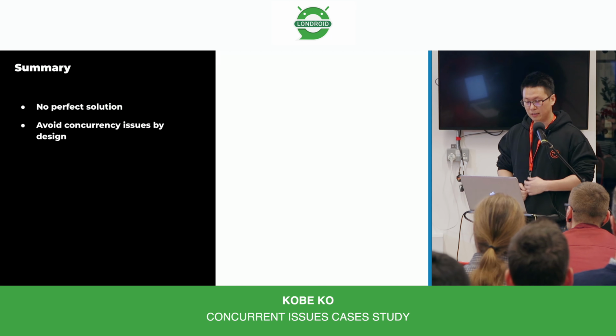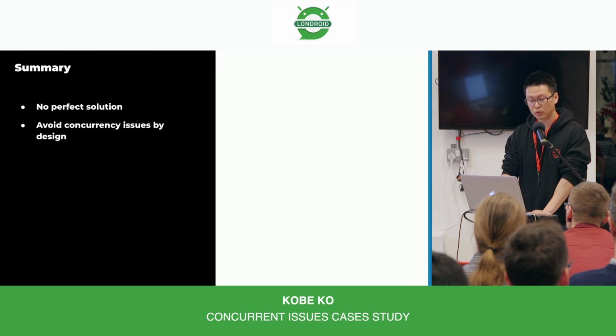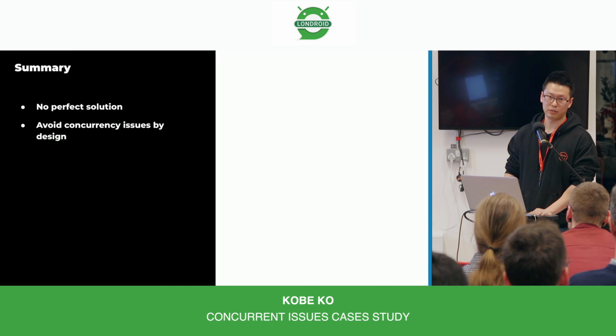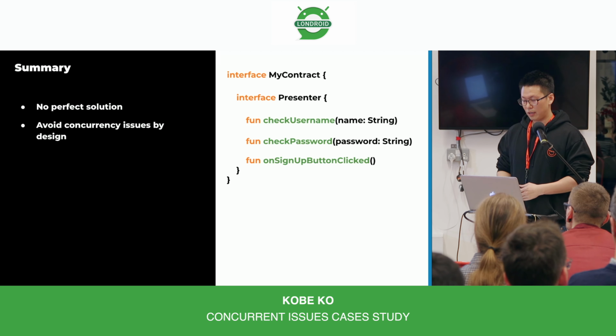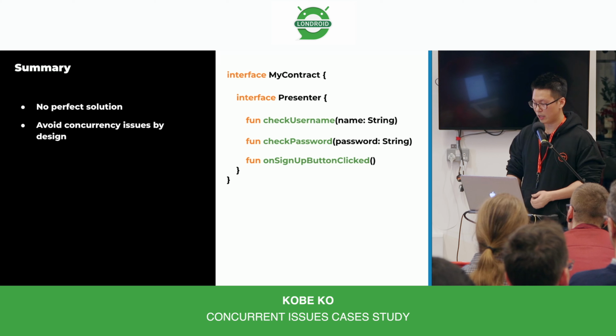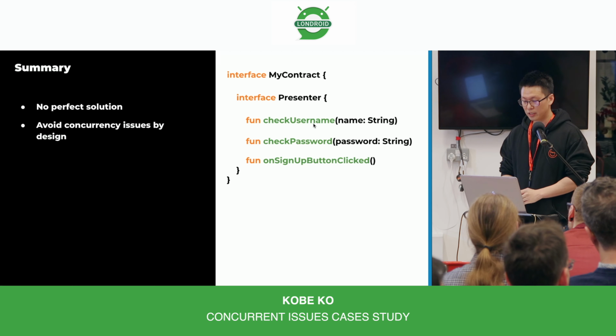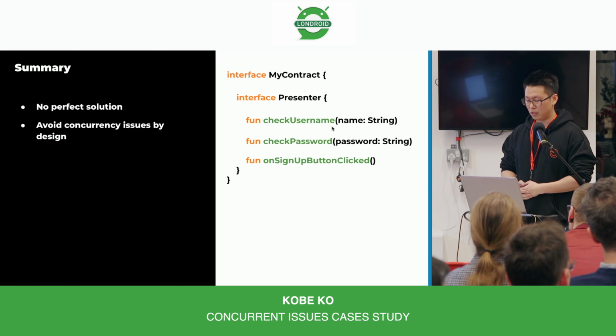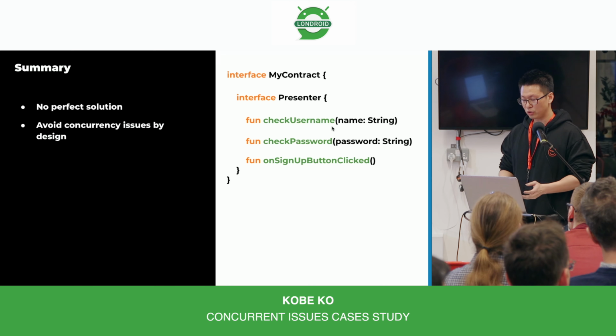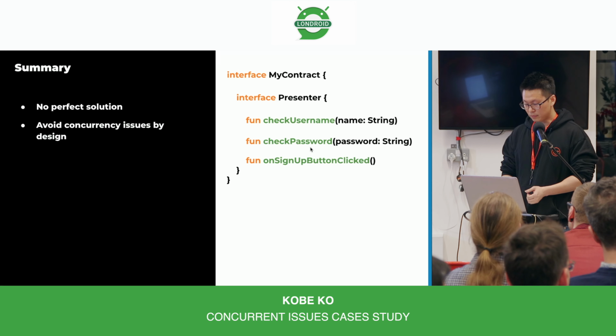The other point is that at Depop, we also try to avoid concurrency issues by design, from the very beginning. At Depop, we start our features by designing a contract. It's very high level, and you can see the big picture of your feature. So imagine right now you are doing a sign up screen. When the user types the username, you check the username by sending a network request to check whether this username is used or not. And then you need to check the password is strong enough. And then people can tap on the sign up button.